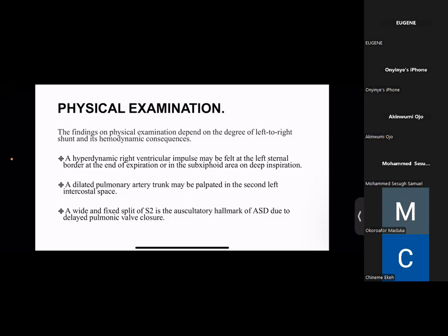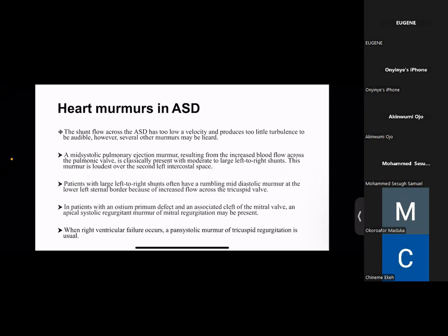Increased flow from the right atrium goes to the right ventricle and the pulmonary trunk. So there's actually more blood flowing out to the pulmonary trunk, so there is a delay in closure of the pulmonary valve, leading to a wide and fixed split of S2 in ASD. For the heart murmurs seen in ASD, the shunt flow across the ASD has a low velocity and produces too little turbulence to be audible.